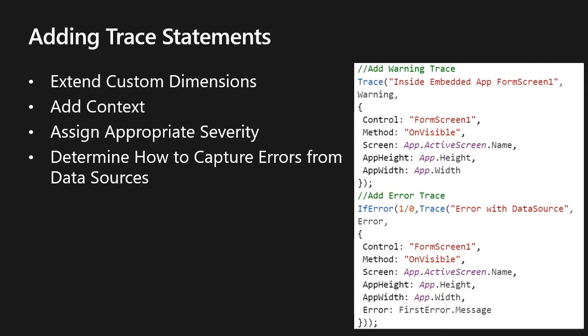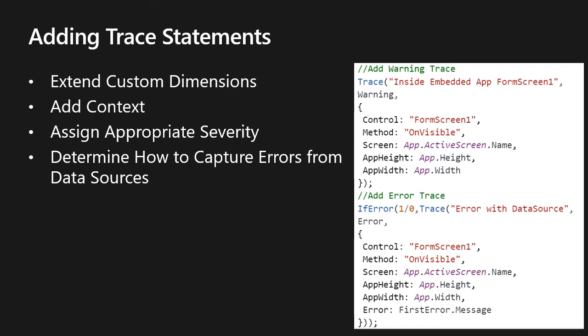So in this case, I've added a control to say what control am I on. In this case, I'm on the form screen, the on visible. If I was on a control, say a text box or a button, I may want to put the name of the button that I'm in, the method that I'm in, on select. For the screen, you have the app object itself. It has a property called active screen that has the name. So instead of having to hard code the form screen 1, for instance, you could simply use the app active screen name. Some other things I think is important is capturing the height and width of how it's rendering so that you better understand if a user is complaining that maybe a control is not being shown.